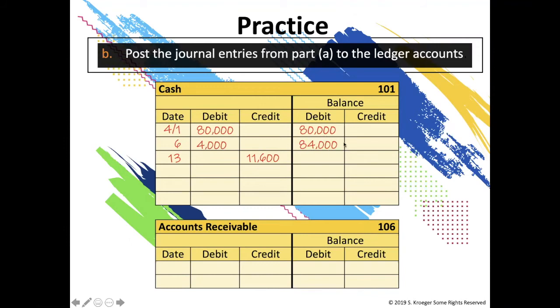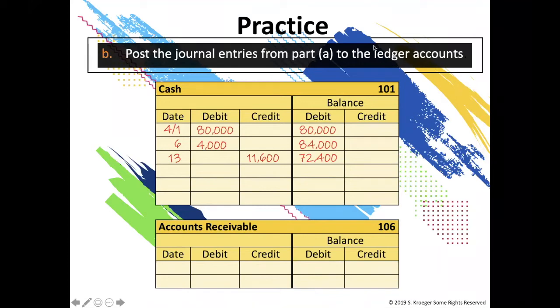If we had $84,000 and subtracted $11,600 from that, our new balance would be $72,400. Note that it's still on the debit side, not the credit side, because that would mean our bank account is negative. It's not. We did spend money, but we still have money in the account.